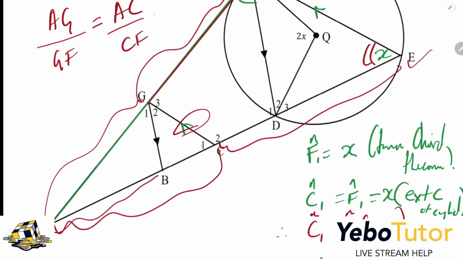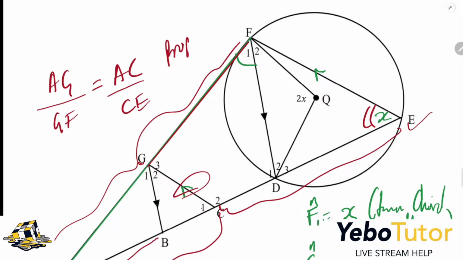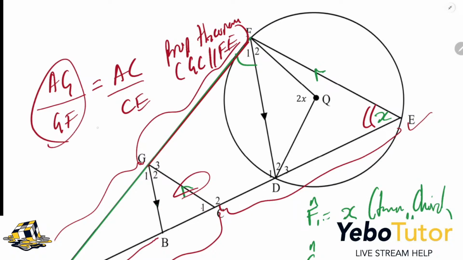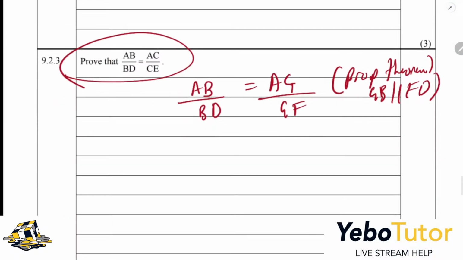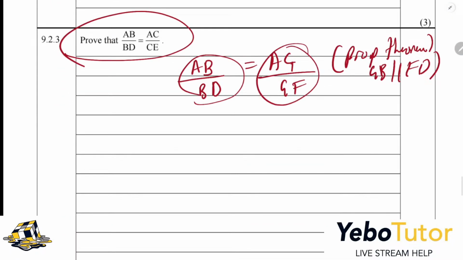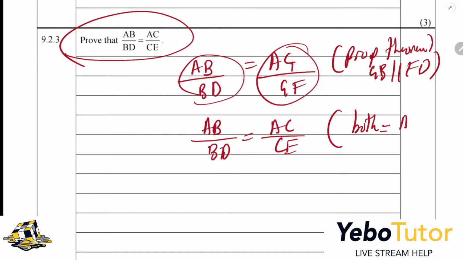Again, we can just say prop theorem. Why is it prop theorem? Because we have proven that GC is parallel to FE. So now we can see that everything is equal to AG over GF. So we can now see that AB over BD will be equal to AC over CE. Why? Because they are both equal to AG over GF.